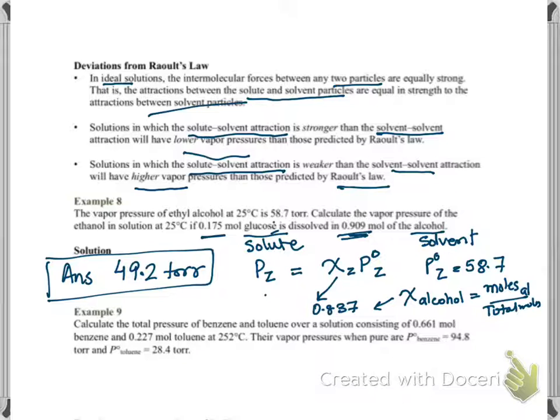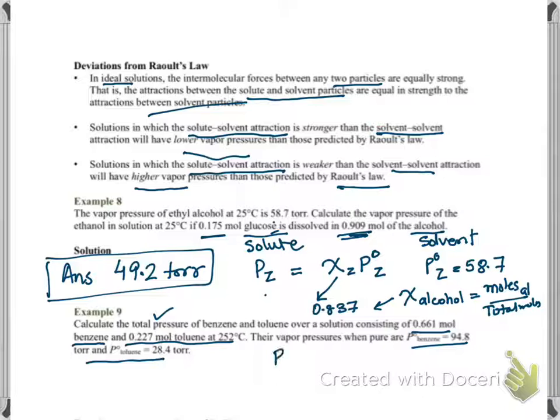Next question, example 9, is very similar. Calculate the total pressure of benzene and toluene over a solution consisting of 0.661 moles of benzene and 0.227 moles of toluene. Their vapor pressures when they are pure are given. So the question is total pressure.